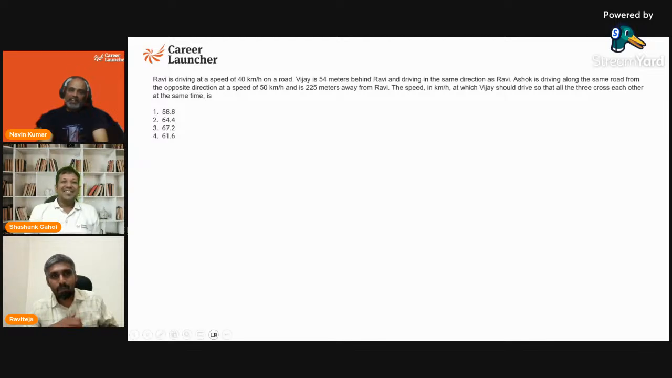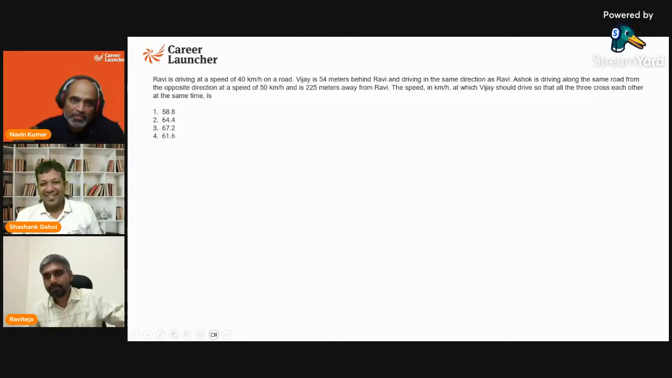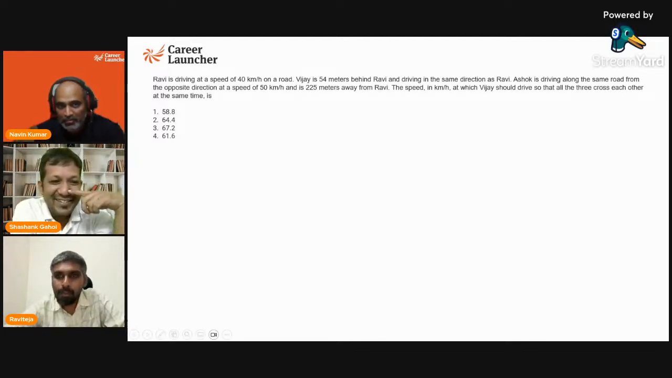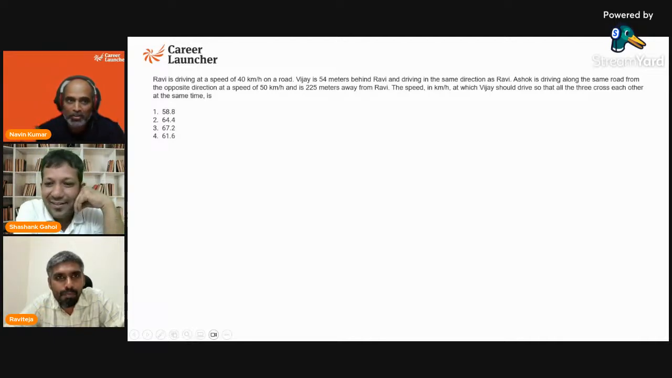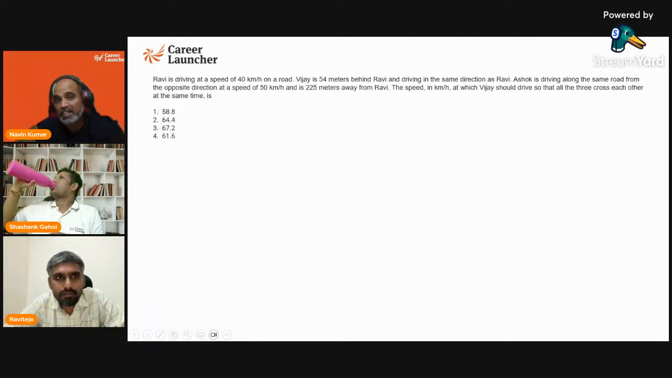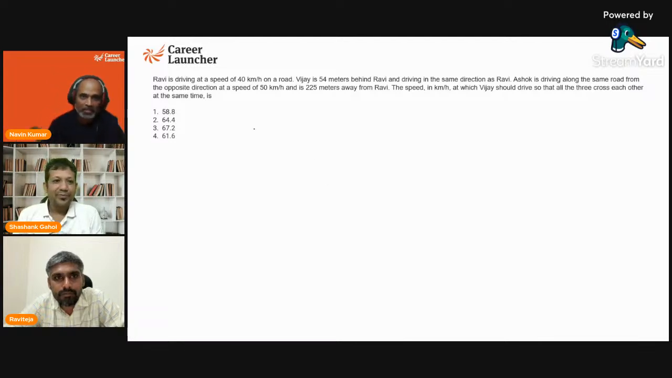Okay. Next problem is Ravi is driving at a speed of 40 km per hour on a road. Vijay is 54 meters behind Ravi and driving in the same direction as Ravi. Ashok is driving along the same road from the opposite direction at a speed of 50 km per hour and is 225 meters away from Ravi. The speed in km per hour at which Vijay should drive so that all three cross each other at the same time is... So let me tell you how I would attempt this.